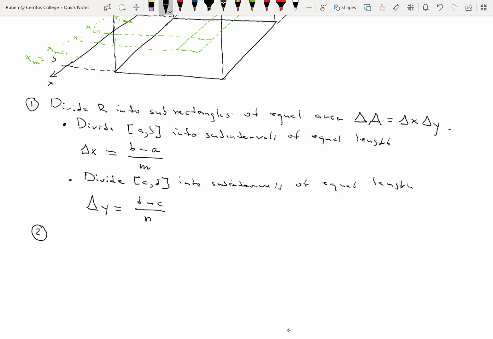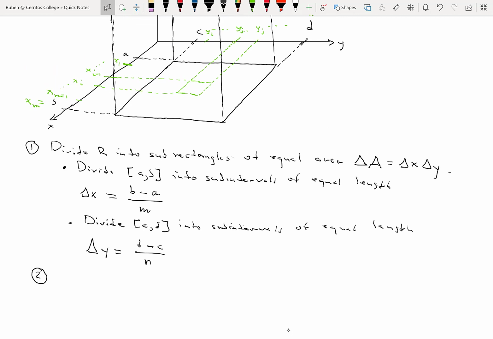I got that typical green rectangle by dividing up the x-axis, the interval from A to B, into m subintervals of equal length, and dividing the interval from C to D into n subintervals of equal length. How many total would there be? Well, we divided up the x-axis into m subintervals, the portion of the y-axis into n subintervals. So there should be m times n subrectangles. M times n subrectangles.